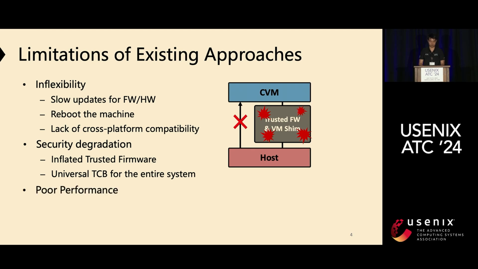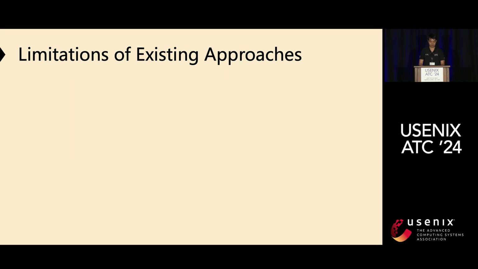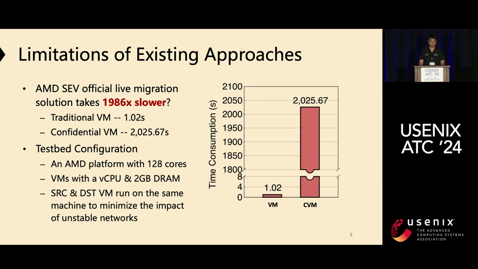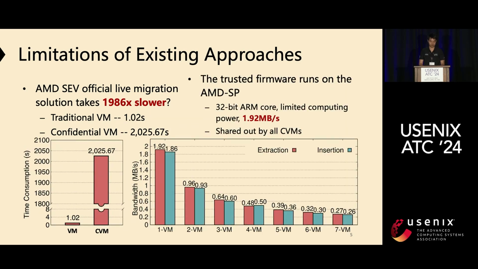Lastly, current methods cause performance issues in critical scenarios. According to our test, the current AMD live migration solution based on firmware is nearly 2,000 times slower than normal VMs on the same machine, as shown in the picture. We found that the reason for this performance degradation is that AMD runs the trusted firmware on a special processor named AMD SP, which has very limited computing power.